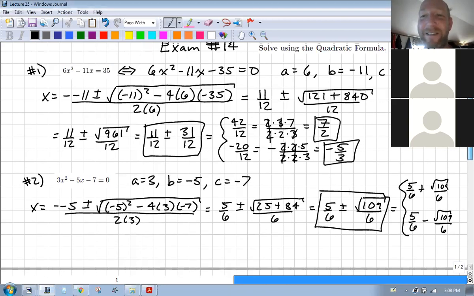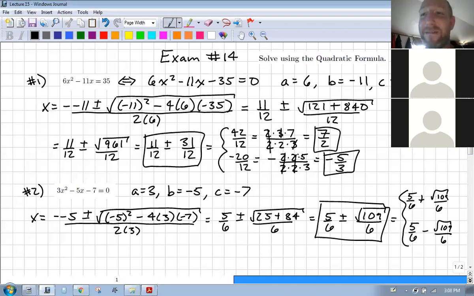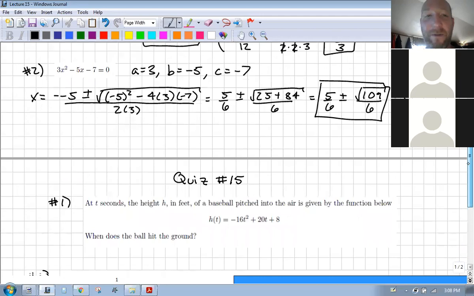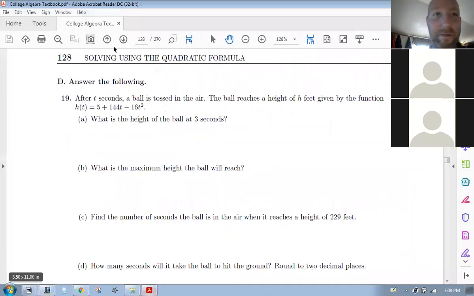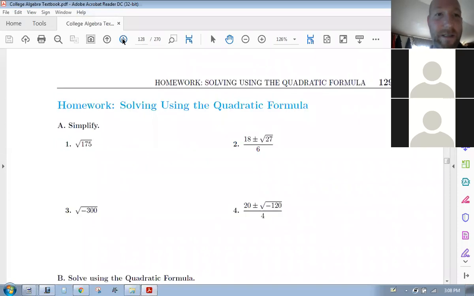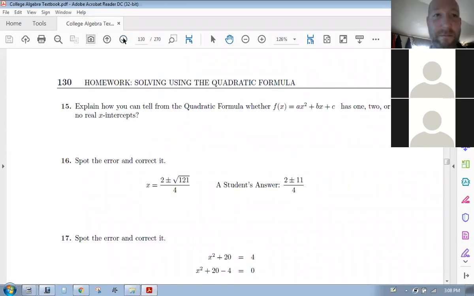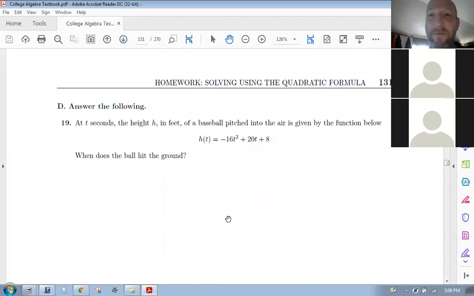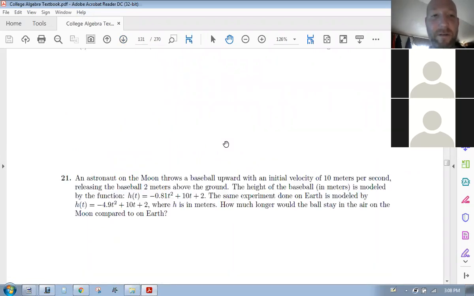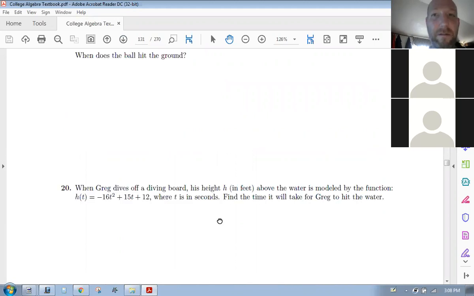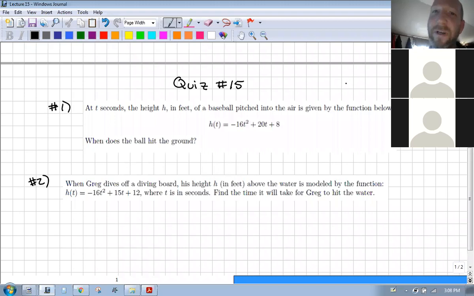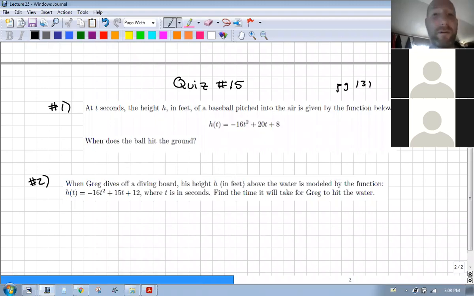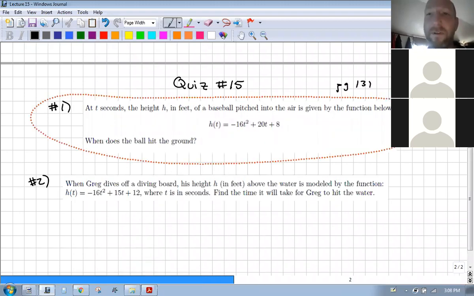All right. Any more questions about this exam? All right, let's look at the quiz here. I picked 2 problems. Let me see which page I got these from. I think I got them from page 131. Yeah, I think these are from page 131 in the book.